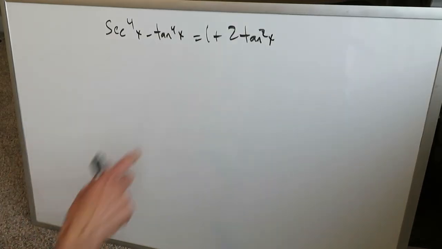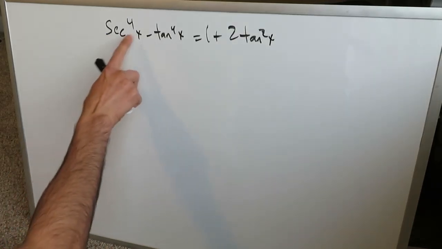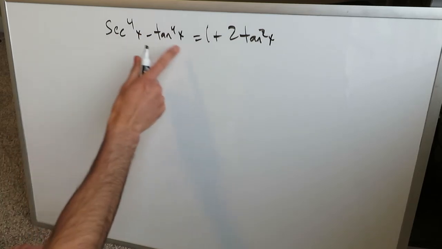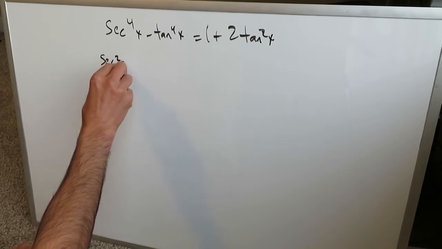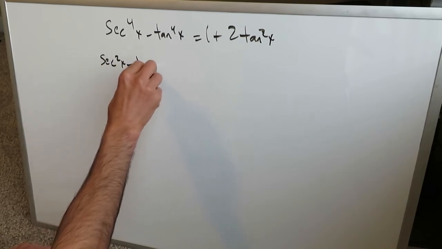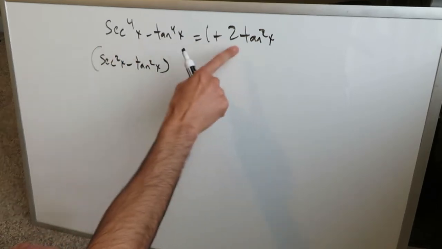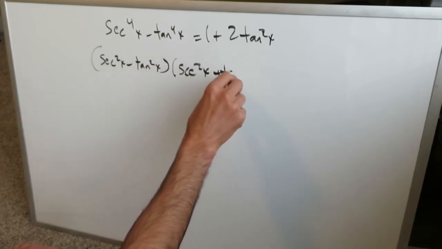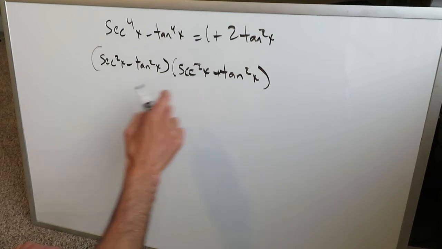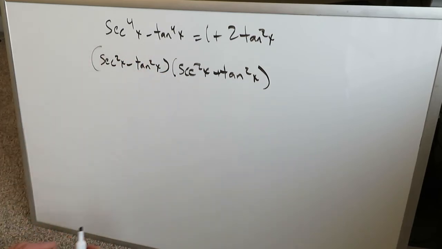This one right here is not hard. If you look at it, you have a squared minus b squared, except you're involving powers of 4s. You can do secant squared x minus tan squared x, because we have to show that this equals that, multiplied by secant squared x plus tan squared x. If you were to multiply all of this, you'd end up back exactly here.